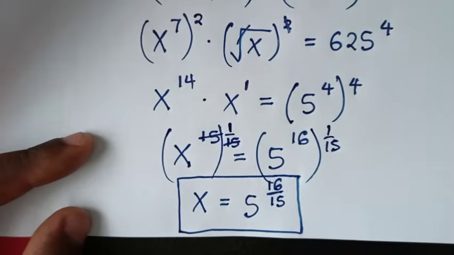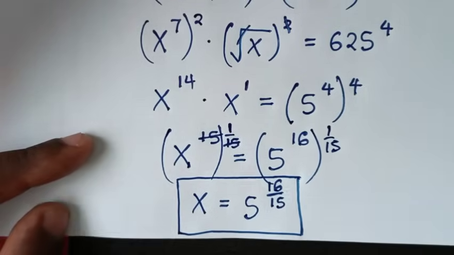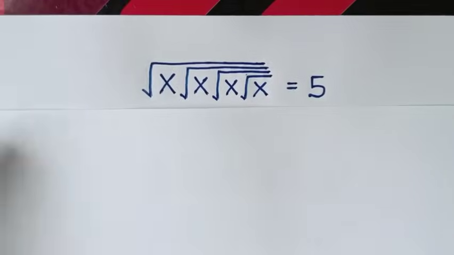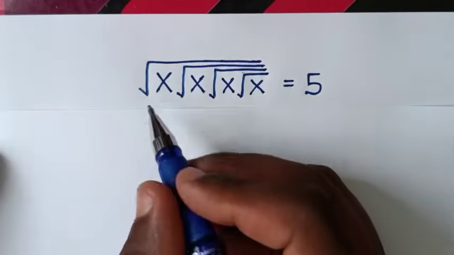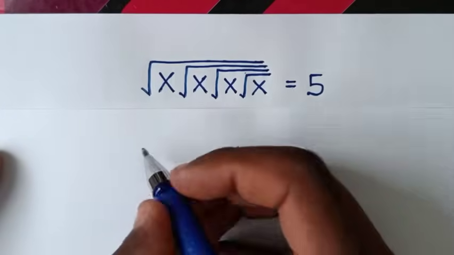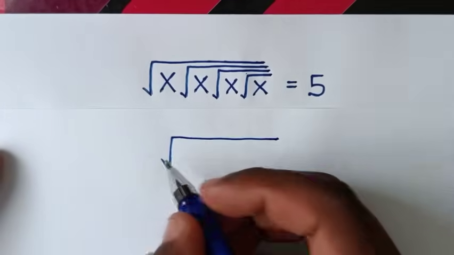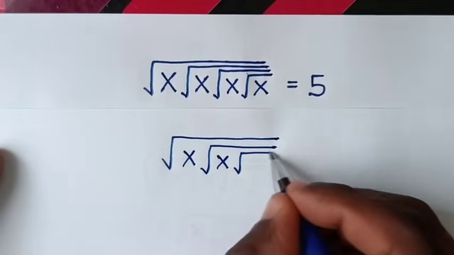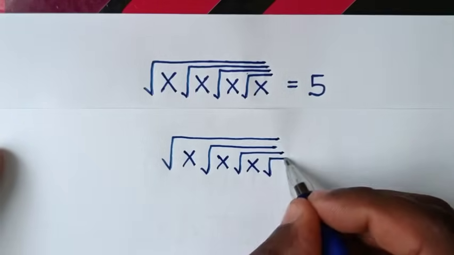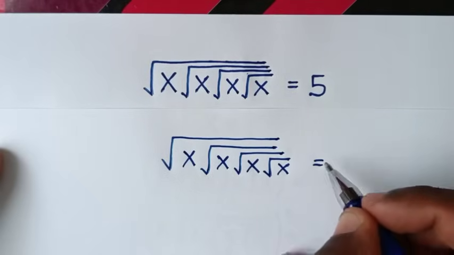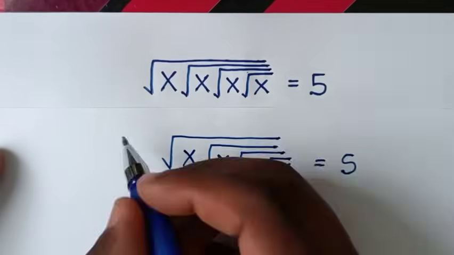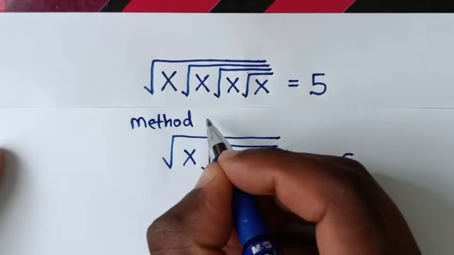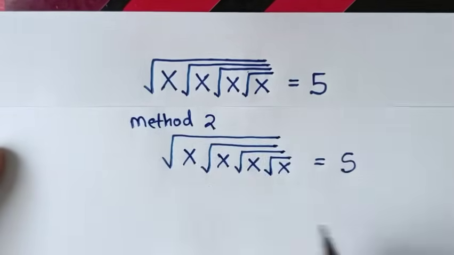Now to solve in another method from this our problem, let's rewrite it: the square root of x and the square root of x and the square root of x and the square root of x is equal to 5. We call this method the second method, or method 2.